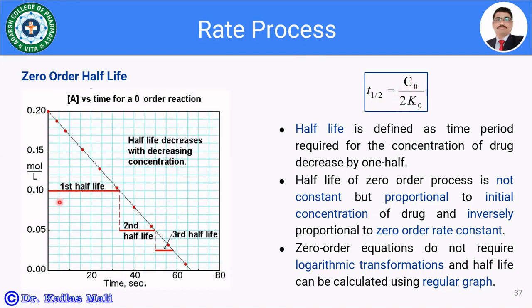If you want to calculate the half-life by using the graph, just select any of the concentrations. For example, here we have selected 0.20, then half of 0.20 is 0.1, so you will get the first half-life. Then half of 0.10 is 0.05, so you will get the value for the second half-life. Then half of 0.05, you will get the third half-life. Likewise, it is possible to calculate the half-life of the process.